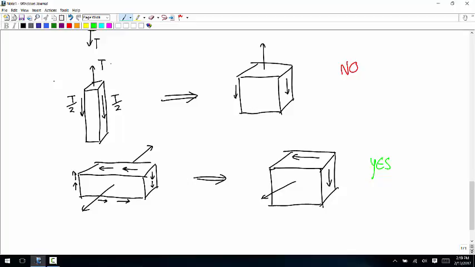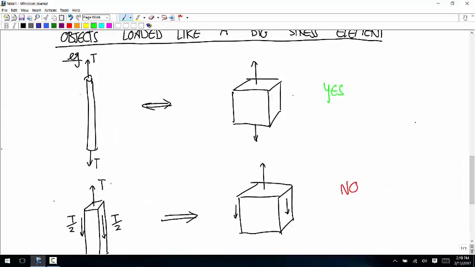So that's what we're looking at right now, and a lot of the most important cases are going to be this case where we just have tension or compression on one side of a long whatchamacallit, long thing.